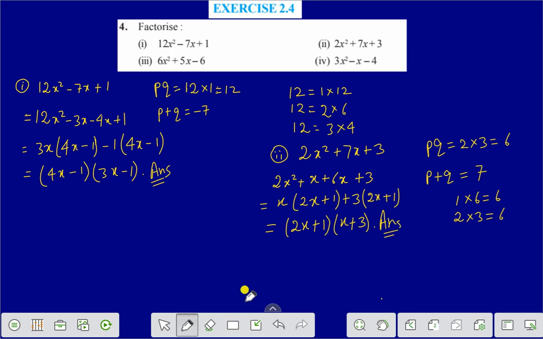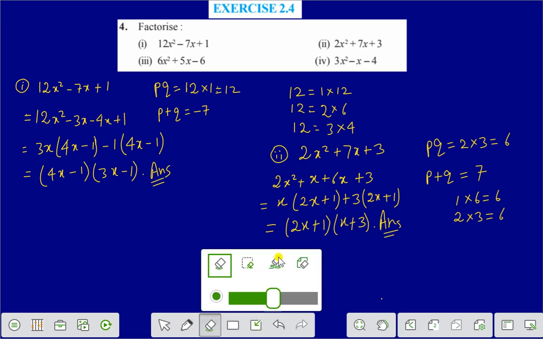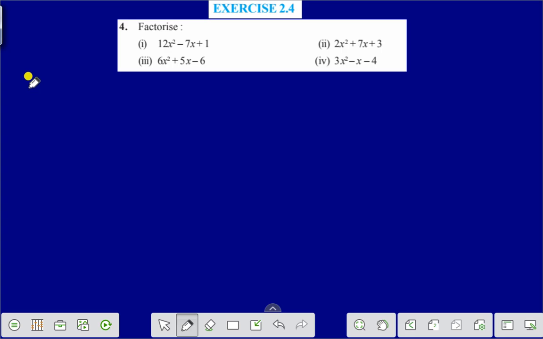We will solve question number 3. Question number 3 is 6x squared plus 5x minus 6. First multiply p into q. pq is given as 6 into minus 6, that is minus 36. And p plus q is equal to 5.